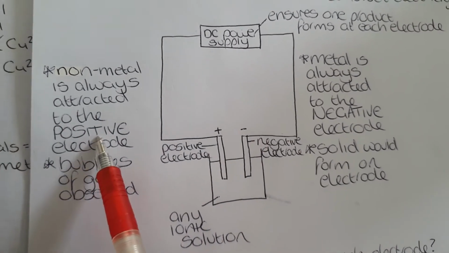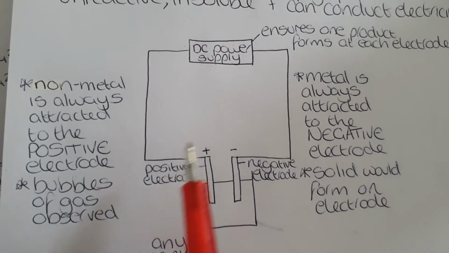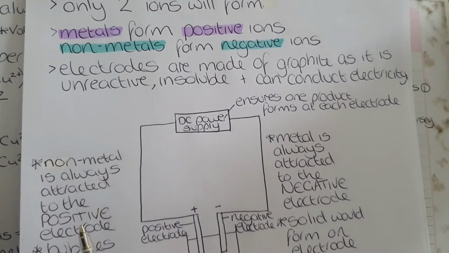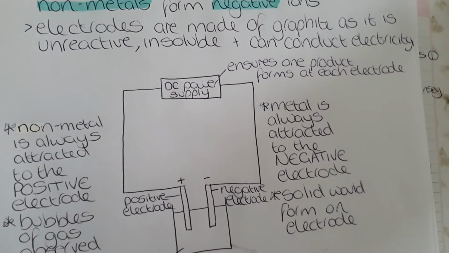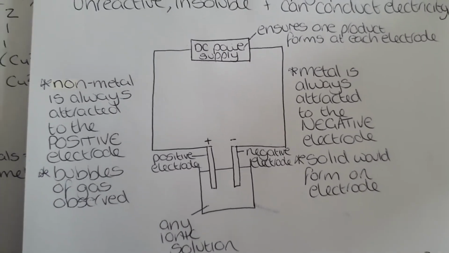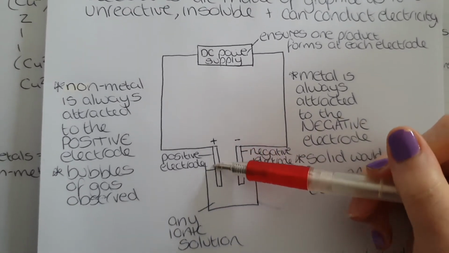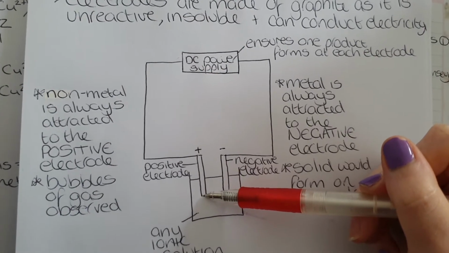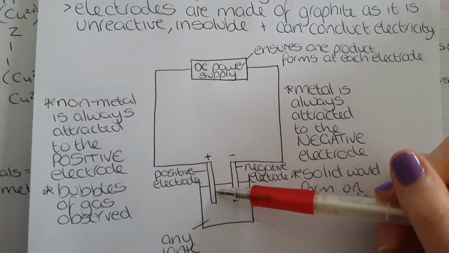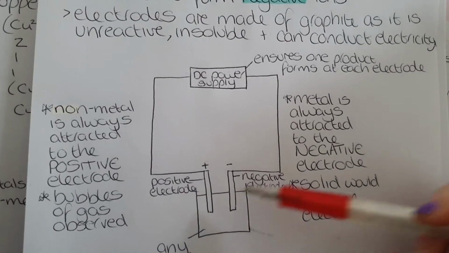So how to decide which element forms at each electrode? We've learned before that your non-metal is a negative ion. Because opposites attract, the non-metal ion will always be attracted to the positive electrode. So the negative attracts to the positive, and it would form on this side. What you would see every time with your non-metals is bubbles of gas forming round about there. You would see that in the class better.